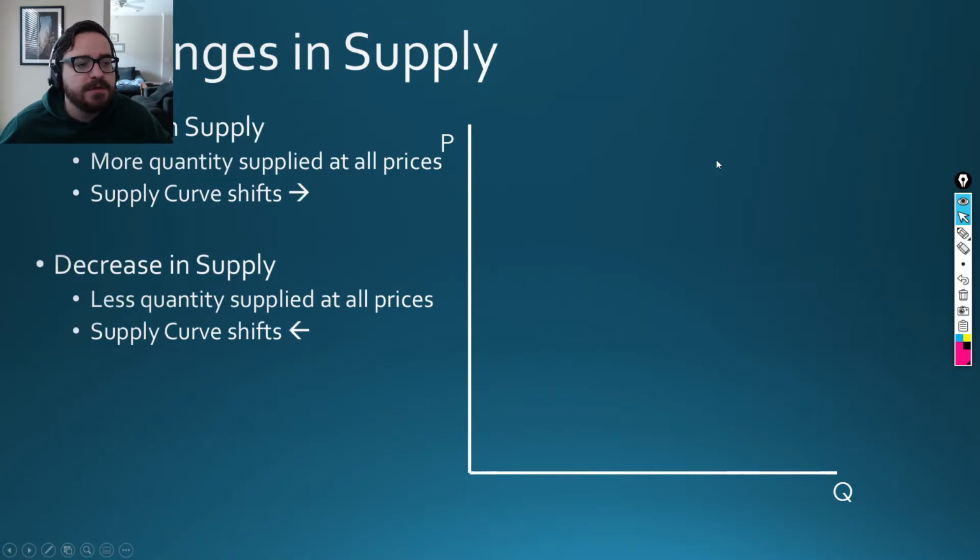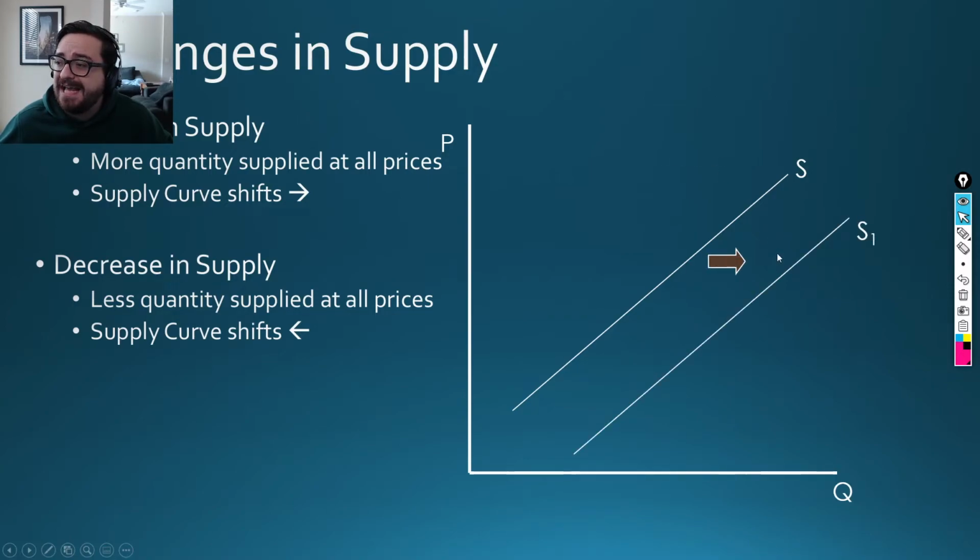So supply, as opposed to demand, is an upward sloping line. Because again, low price, low quantity supplied, I don't really want to produce and sell stuff if it's not making me a bunch of money. High price, high quantity supplied. Just like the demand curve, a rightward shift of your supply curve is an increase in supply.